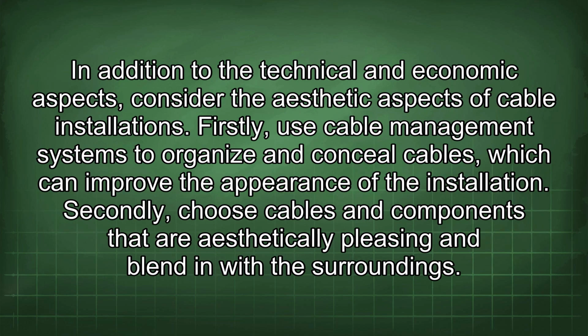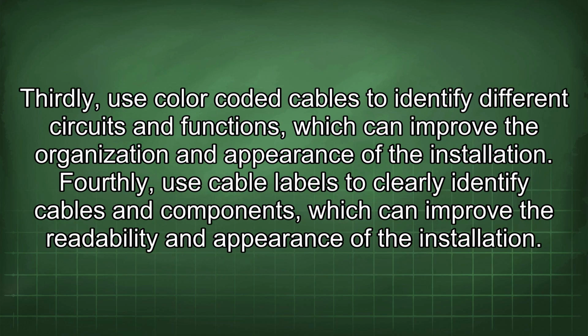In addition to the technical and economic aspects, consider the aesthetic aspects of cable installations. Firstly, use cable management systems to organize and conceal cables, which can improve the appearance of the installation. Secondly, choose cables and components that are aesthetically pleasing and blend in with the surroundings. Thirdly, use color-coded cables to identify different circuits and functions, which can improve the organization and appearance of the installation. Fourthly, use cable labels to clearly identify cables and components, which can improve the readability and appearance of the installation.